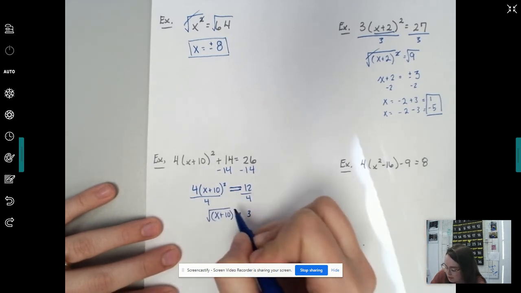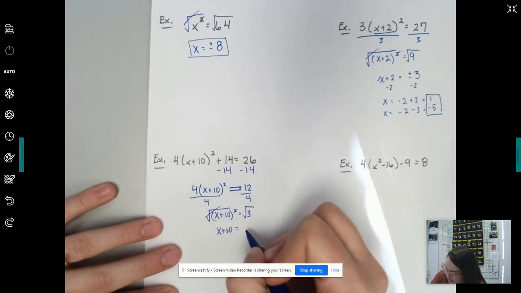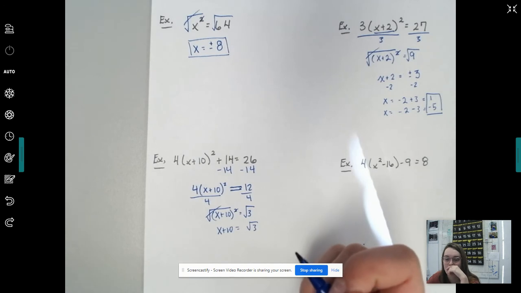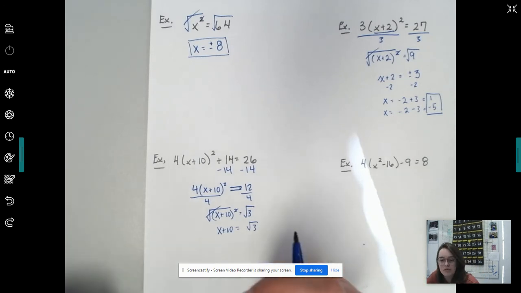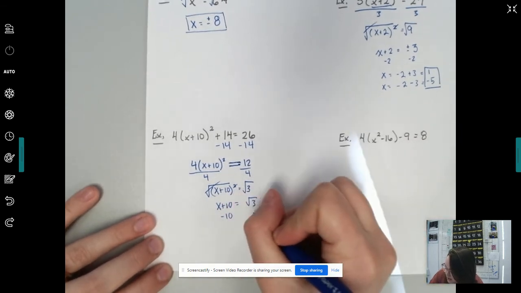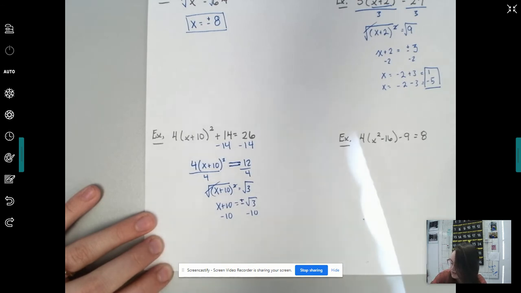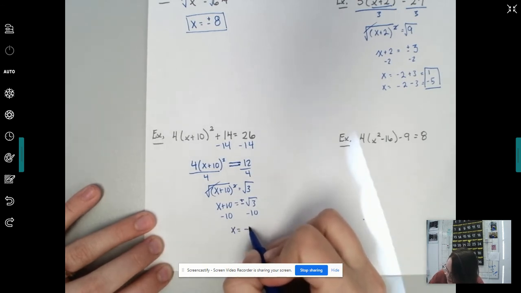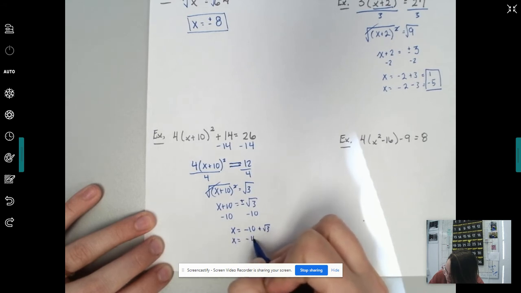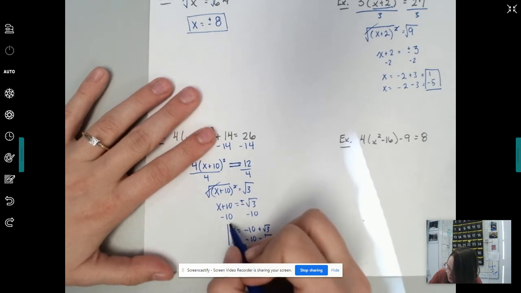We're going to take the square root of both sides. Those cancel out, so x plus 10 equals square root of 3. Now, there are no perfect squares that can be taken out of 3, so we're just going to end up with that square root of 3. We don't need to do anything to it. So we're going to subtract 10, so x, remember this positive negative here, so x equals negative 10 plus square root of 3, and x equals negative 10 minus square root of 3. And those are going to be your 2 answers.